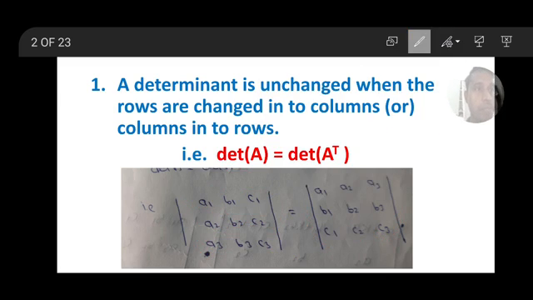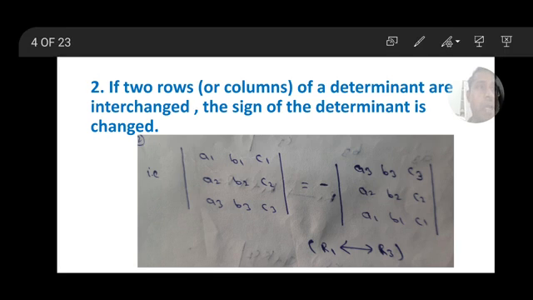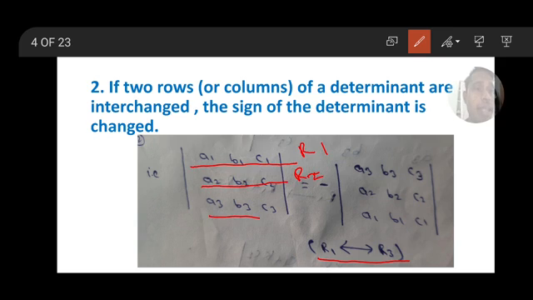Next, second property. If two rows or columns of a determinant are interchanged, then the sign of the determinant changes. The sign of determinant changes. For example, I am taking R1 and R3 interchanged. Here A1, B1, C1 is R1. A2, B2, C2 is R2, row 2. A3, B3, C3 is R3, row 3.